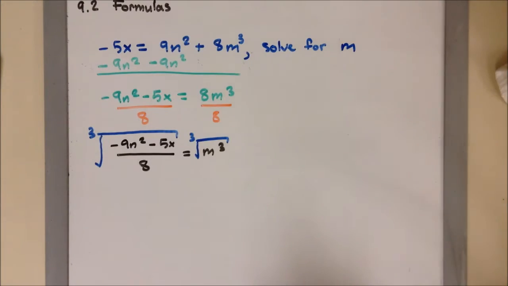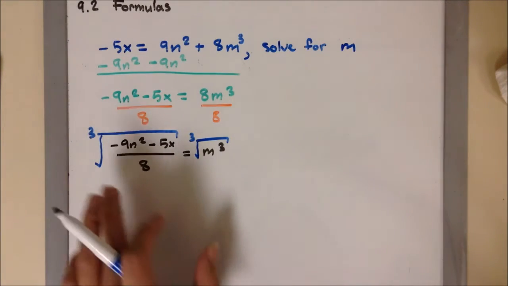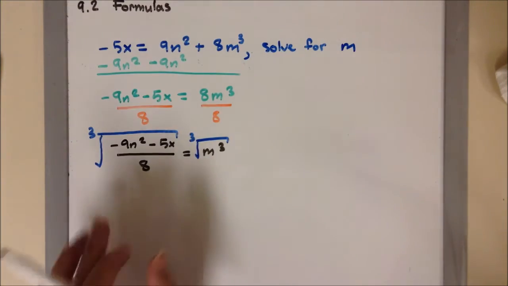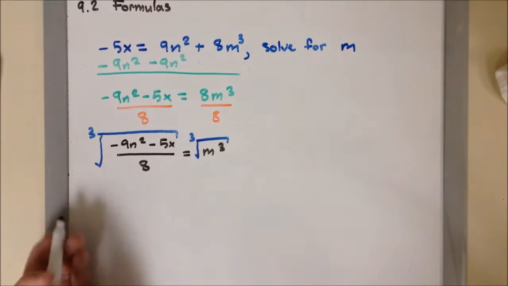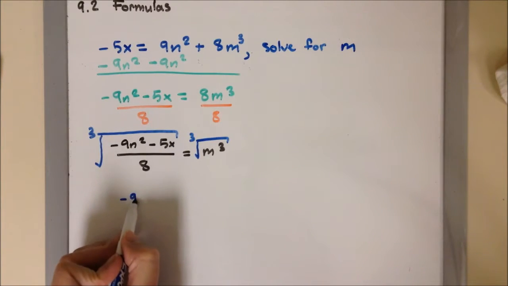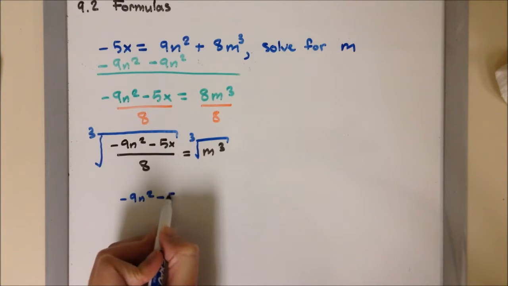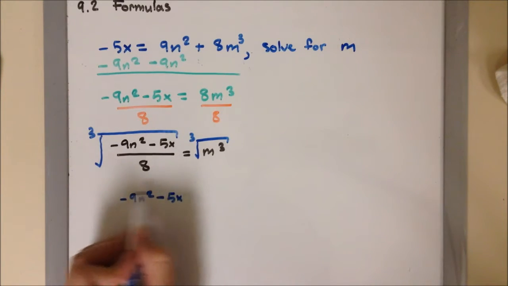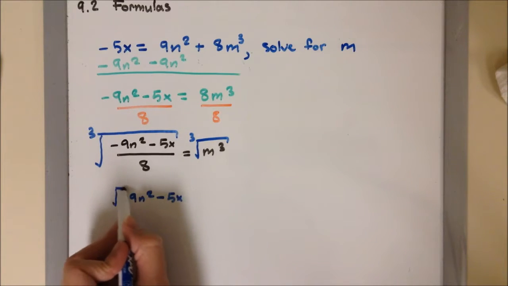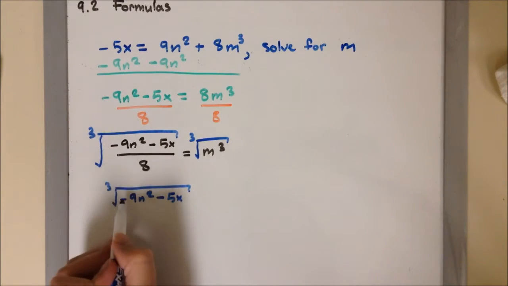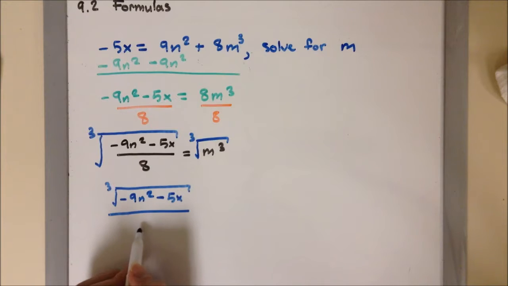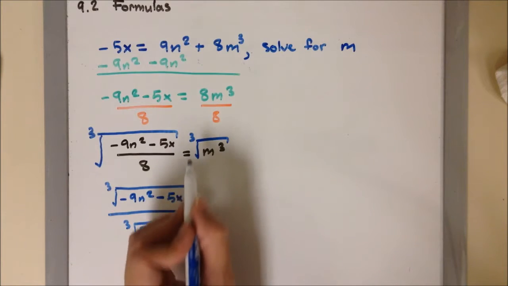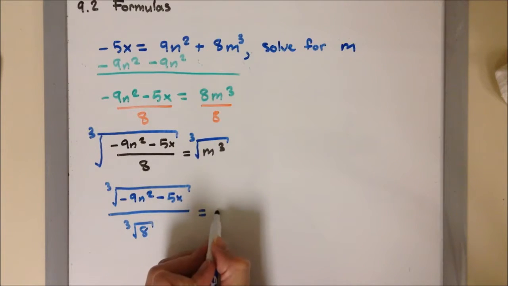Now, this is also another thing you have to know about your exponents. You can do the cube root of 8. So just like before, I'm going to write the cube root for the numerator and for the denominator. I can't simplify the cube root of the numerator, so it's going to stay as the cube root of negative 9n squared minus 5x as the numerator, and the cube root of 8 in the denominator. The cube root of m to the third is just m.